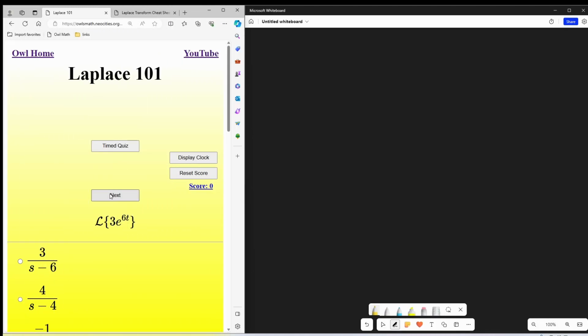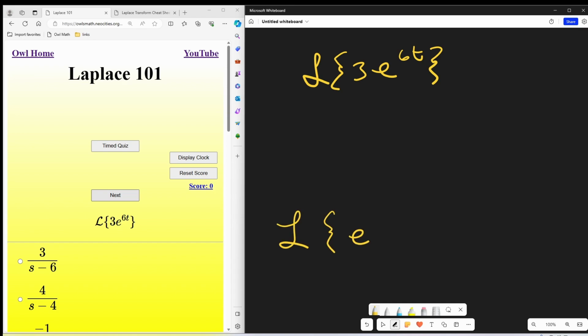Okay, to get started, we'll do this really easy, quick example. We just want to find the Laplace transform of 3 times e to the 6t. And we have a formula for this. Let's just look at our generic formula for the Laplace transform of e to the at. This is going to be the same thing as 1 over s minus a. We derived this in a previous video.